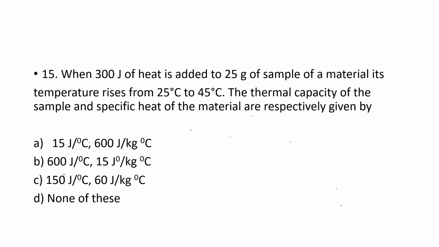When 300 joule of heat is added to a 25 gram sample of a material, its temperature rises from 25 degrees Celsius to 45 degrees Celsius. The thermal capacity of the sample and specific heat of the material are respectively given by what? Here the heat Q value is given, the mass is given, and the temperature changes from 25 to 45.